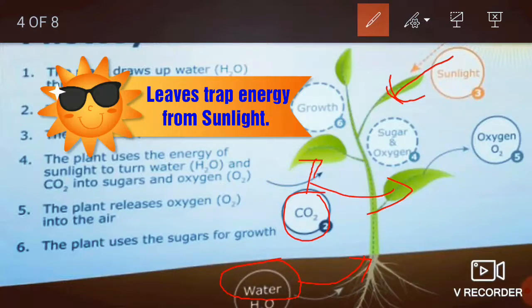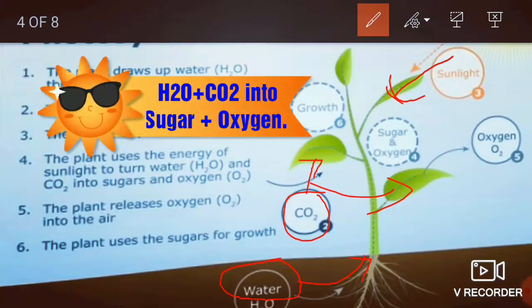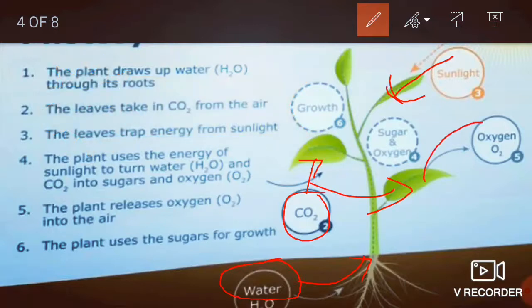The plant uses the energy of sunlight to turn water, H2O, and CO2 into sugars and oxygen. The plant releases oxygen into the air. The plant releases oxygen which we can breathe. The plant uses sugars for growth.